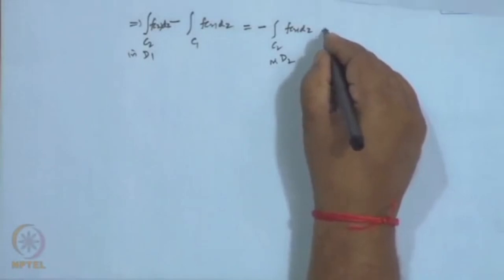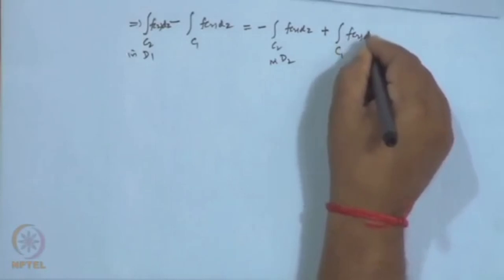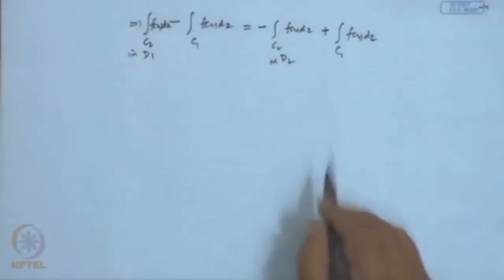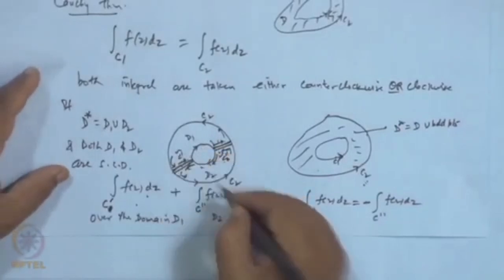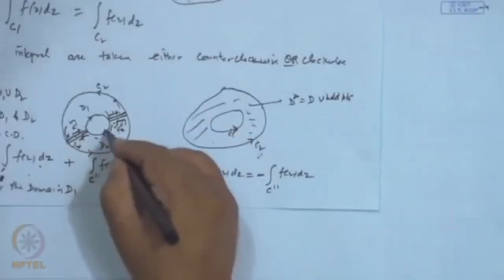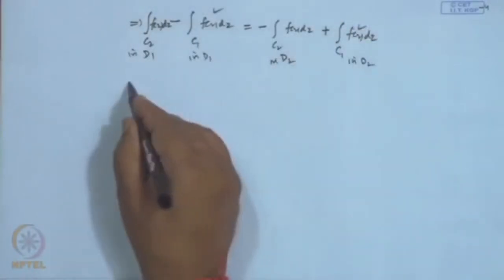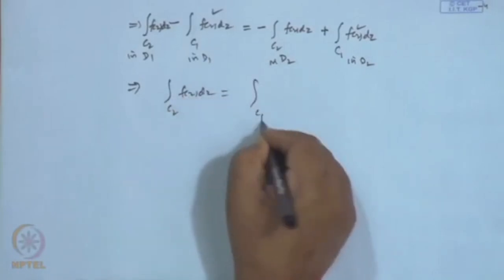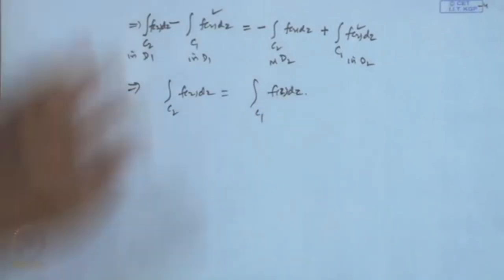So, opposite of this means plus of this, the integral along C1 of f(z) dz, because this is opposite to this. So, it is C1. So, part in D2, this is also in D1. So, this is the portion lying in D1, this portion is lying in D2. If we combine these two, then this is the total C1. So, this implies that the integral along C2 of f(z) dz is the integral along C1 of f(z) dz. That proves the result.